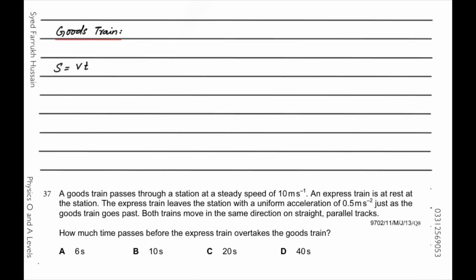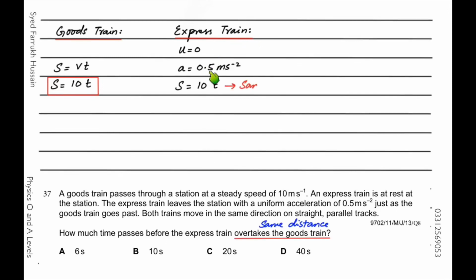So, making data for the goods train, s is equal to vt. This is the distance traveled by the goods train. The express train, initially at rest, accelerates at 0.5 meters per second square. The distance the express train travels is the same as the goods train because they have to meet at the same point. So by the equation s is equal to ut plus half at square, instead of s I've written 10t because this is the distance traveled by the express train. Initial speed is 0, so 0 plus half 0.5 t square.